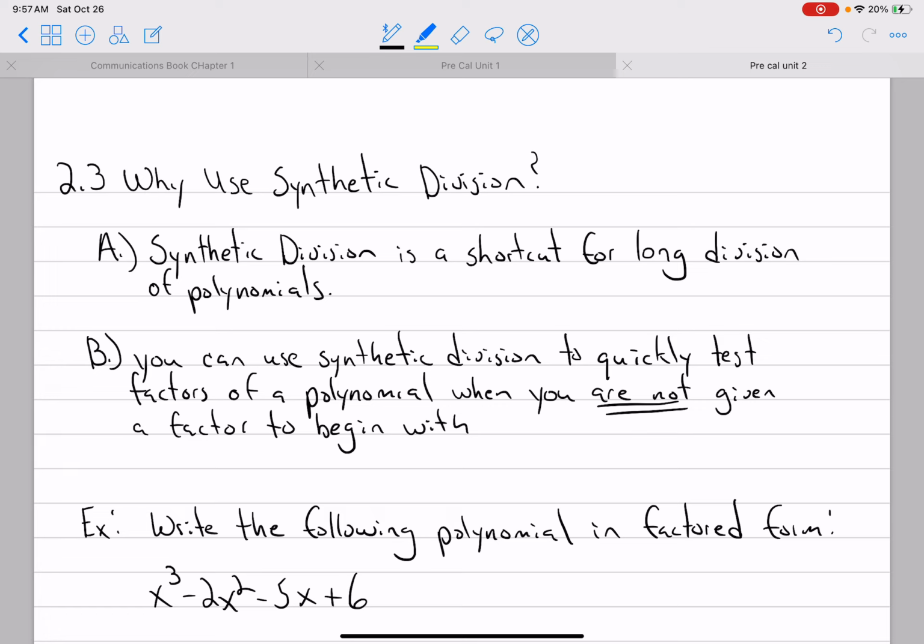The people, on a Saturday morning, I want to talk about synthetic division. So let's get it. 2.3, why use synthetic division? Well, let's talk about it. First, synthetic division is a shortcut for long division of polynomials. We've learned both methods. Synthetic division is typically faster. But more importantly, you can use synthetic division to quickly test factors of a polynomial when you are not given a factor to begin with.